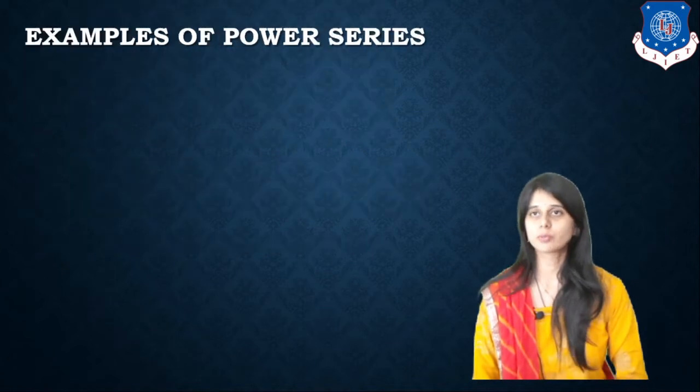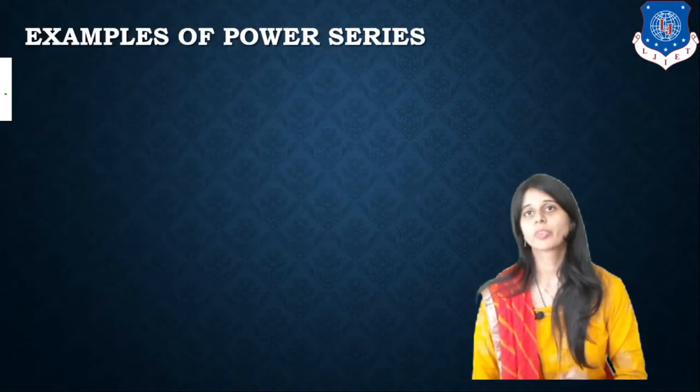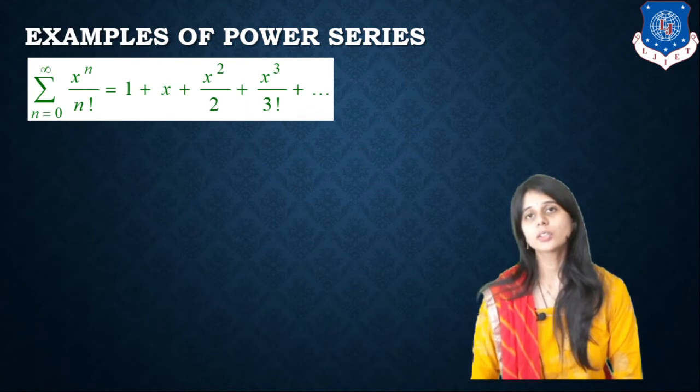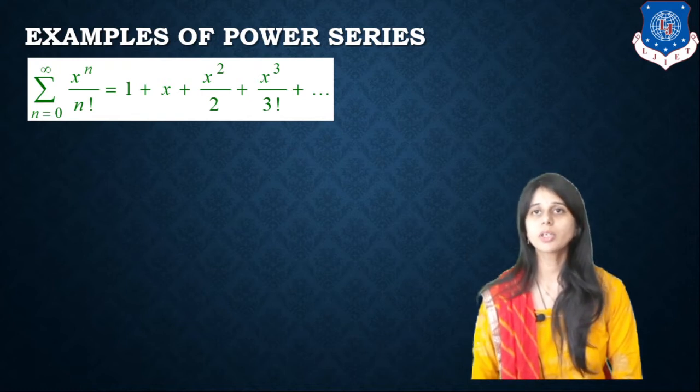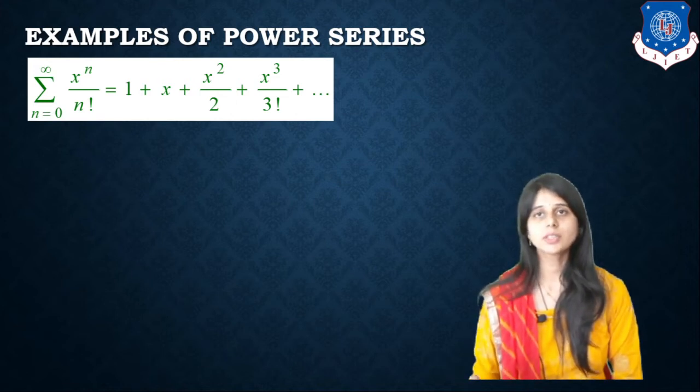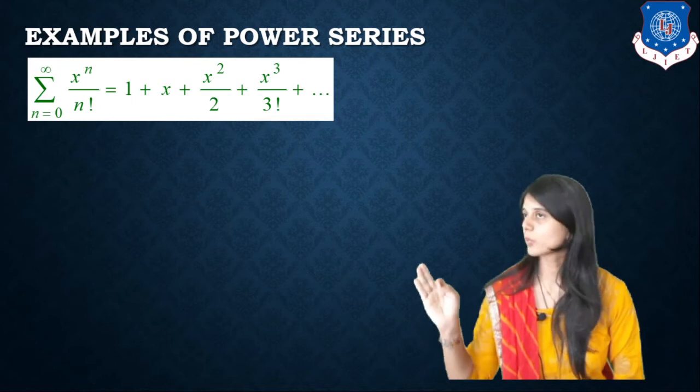Now we take examples of power series. First, the summation from n equal to 0 to infinity of x raised to n upon n factorial equals 1 plus x plus x square by 2 factorial plus x cube by 3 factorial. So this is a power series example with the center x equal to 0.